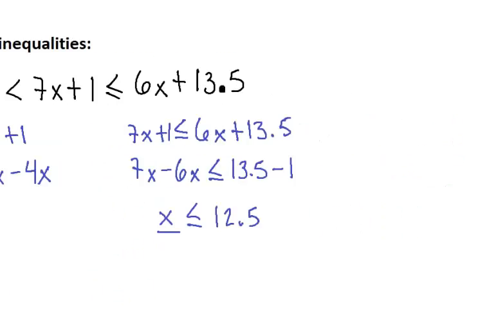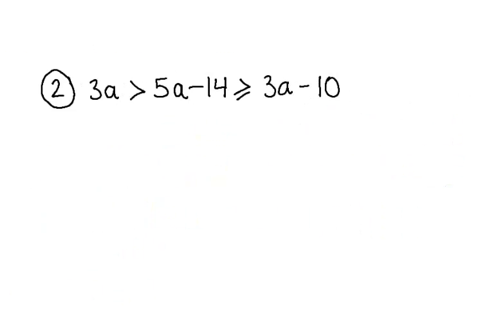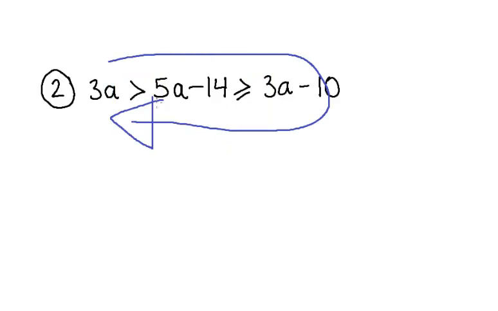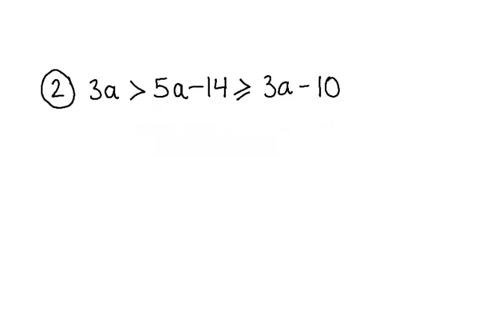The next exercise we're going to solve is 3a greater than 5a minus 14 greater than or equal to 3a minus 10. What you can notice on this exercise is that the symbols are in the opposite direction. We're not going to work with symbols like that. What we're going to do is flip the entire thing, completely. So the thing that was at the end is going to be now at the beginning.